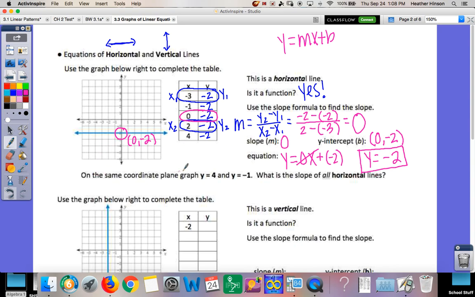On the same coordinate plane, graph y equals 4 and y equals -1. So I'm going to graph y equals 4 in pink. When we graph, we're going to start with our y-intercept, the number by itself. That 4, that's your y-intercept. So we go up to 4 and we plot a point.